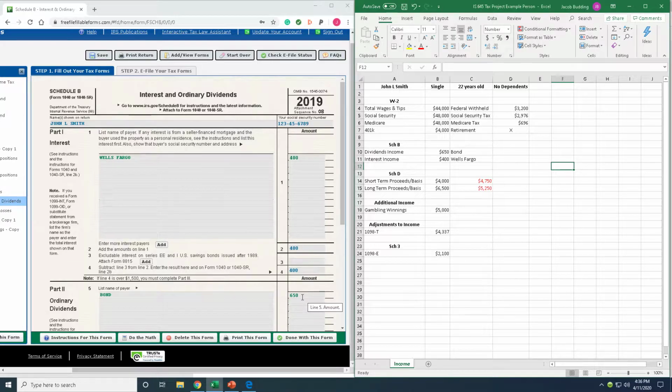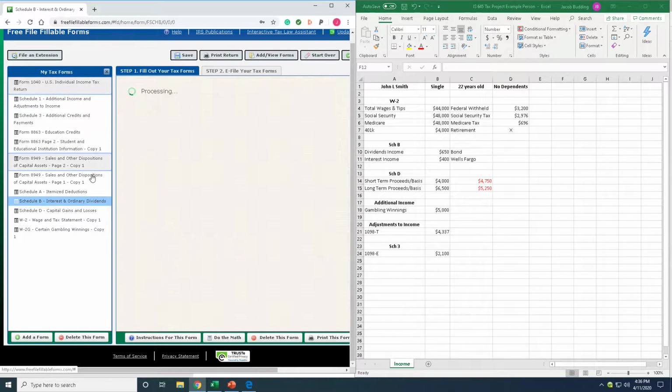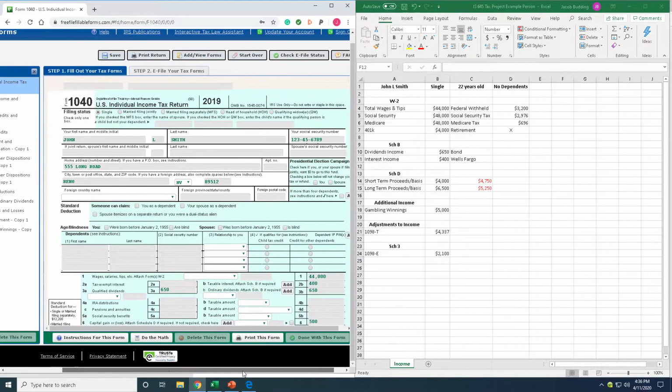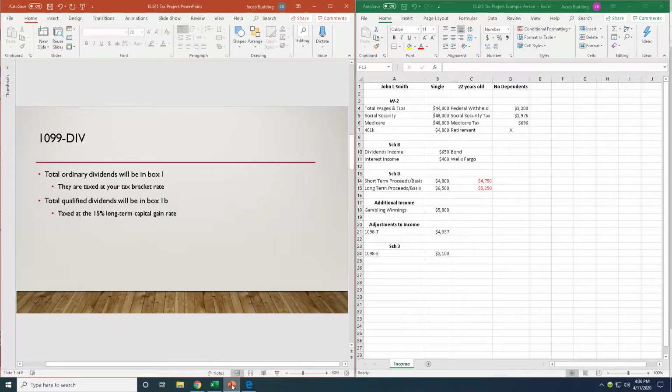Now you're probably asking, where does the qualified dividends go? Since I went over that, we're going to go back to the 1040, and taxable interest was the $400, qualified dividends $650, ordinary dividends $650, attached Schedule B. We were just on the Schedule B. So total ordinary dividends will be in box 1. I showed you that. They are taxed at your tax bracket rate.